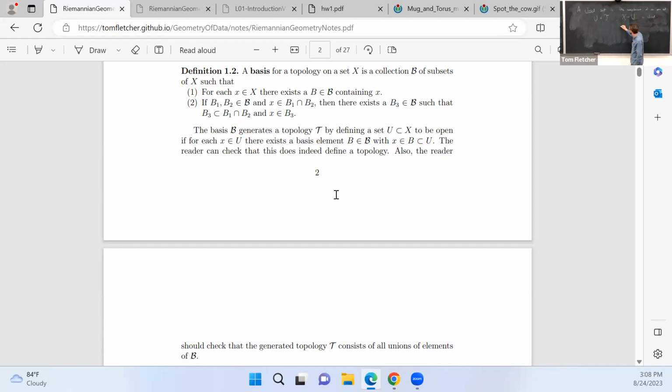And just to be super crystal clear, X minus U is all points Y in our set X, such that Y is not an element of U, right? It's the set complement within X. Okay?